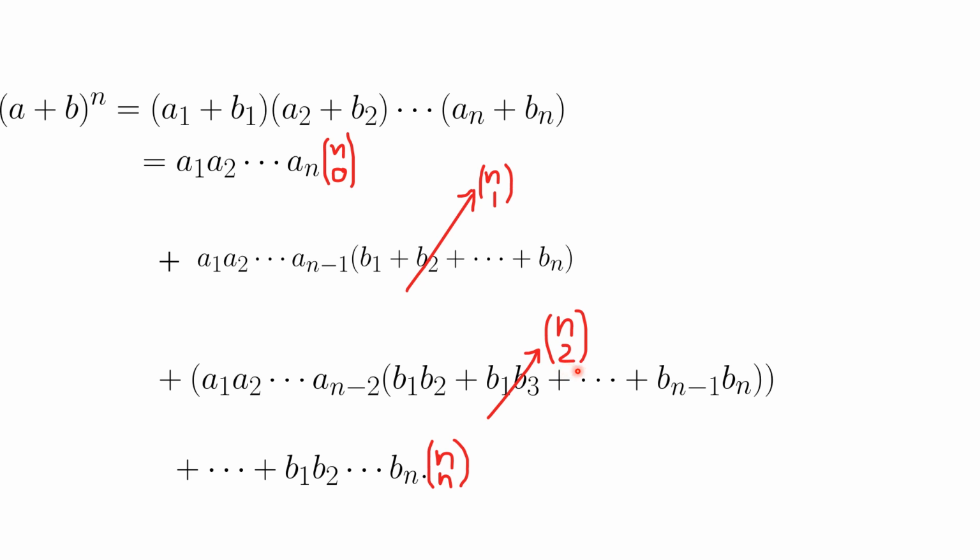This pattern continues all the way up to the last term, b to the power n times n choose n, and that in its entirety is the logic of the binomial theorem. (a plus b) the whole power n is the summation of n choose k times a to the power n minus k times b to the power k, for k from 0 to n.